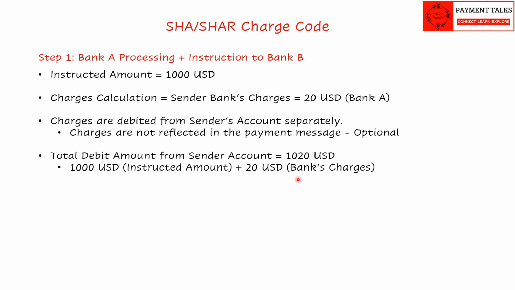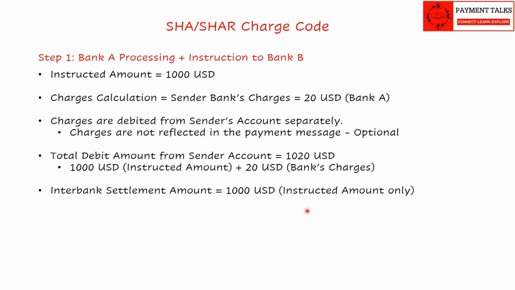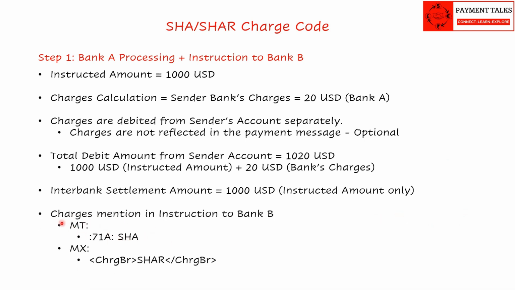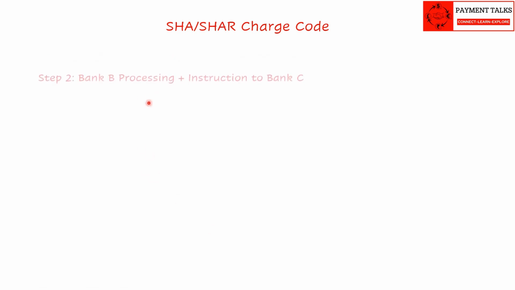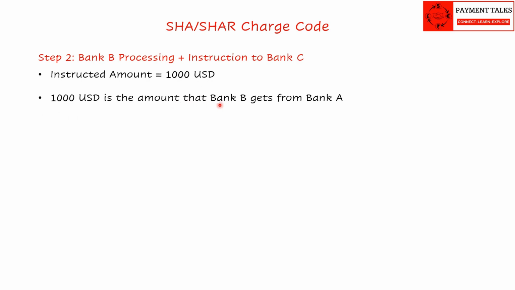These charges are usually deducted separately and are not mentioned in the payment. Since sender bank does not deduct from the proceeds, the interbank settlement amount would be equal to instructed amount when Bank A forwards the payment to Bank B. In both MT and MX message, only the charge code is mentioned. Bank B receives the payment with instructed amount as 1000 USD, interbank settlement amount as 1000 USD, and charge code as SHA.